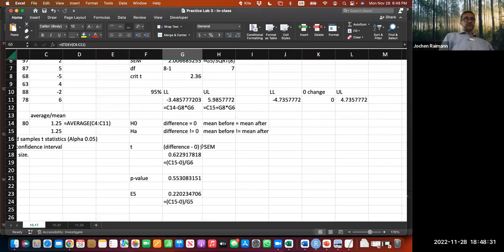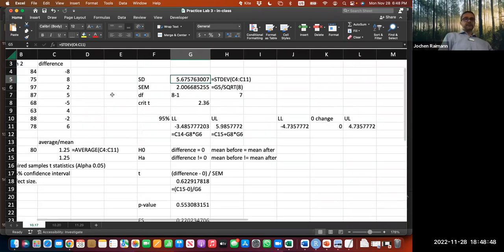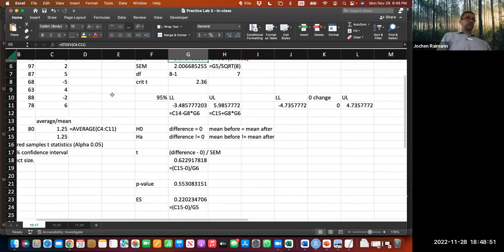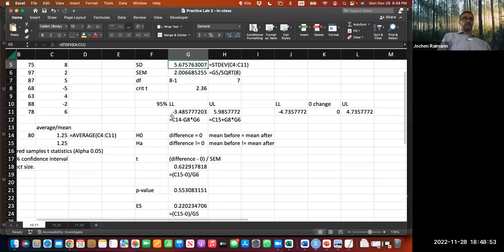Shoot, I got 1.25. I got 0. No, it can't be 0. So it's 1.25 minus 0, which is 1.25, divided by 5.7. My p-value is also wrong. Let me put the formula there. Oh, never mind, I think I'm just missing a digit. Mine ends on 5. I will post the spreadsheet, and you can correct the work afterwards.